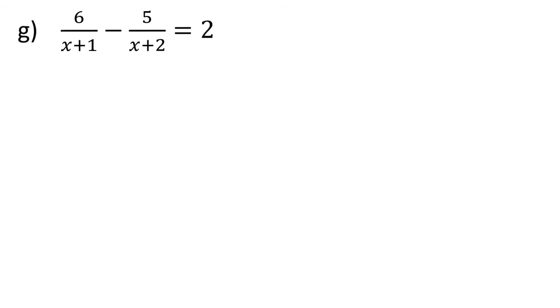Example G, we've got two fractions equal to numbers. So the first thing we need to do again is put the 2 as a fraction, so that's 2 over 1. And then we need to find the common denominator, and the common denominator is found by multiplying the denominators together. So the common denominator is going to be x plus 1 and x plus 2.